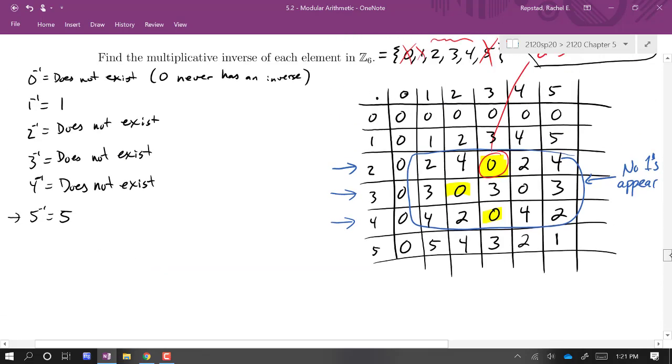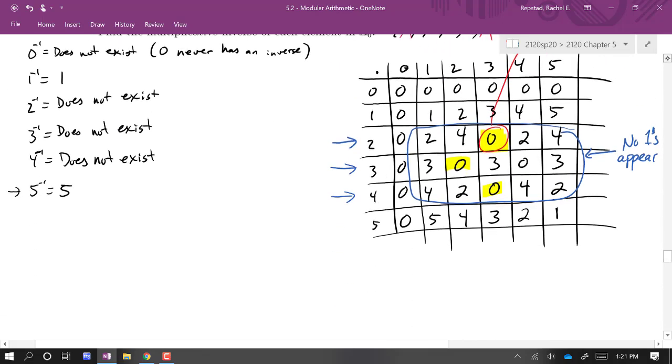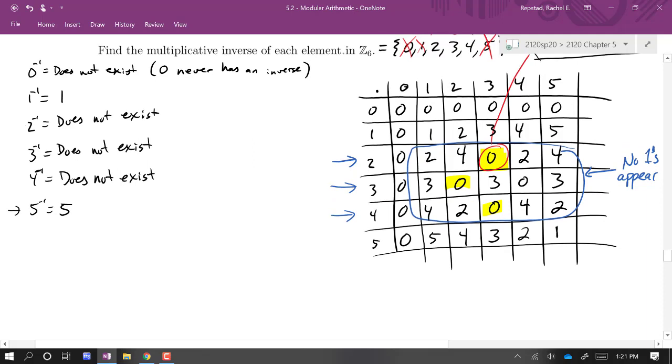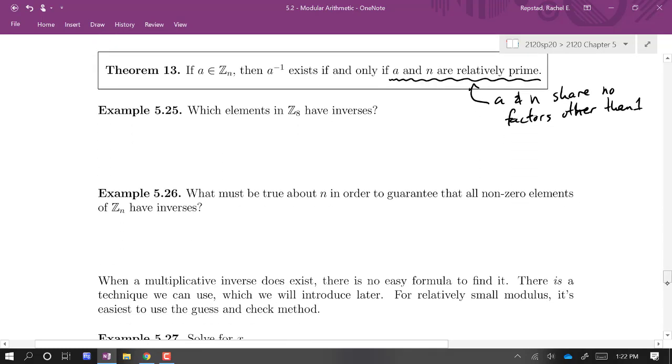So going back to this example, of course 2 does not have an inverse because 2 is not relatively prime to 6. Neither is 3 and neither is 4. Right? 6 is divisible by 2 and 3, so clearly it's going to share a factor with 2 and 3, and 4 has a factor of 2, which it shares with 6. They're not relatively prime, so they're not going to have an inverse. We can use this to help us figure out which elements have inverses, so that if I'm looking for an inverse, I can first just answer, well, does it have one? And if I know it doesn't, then I'm not going to bother looking for it.